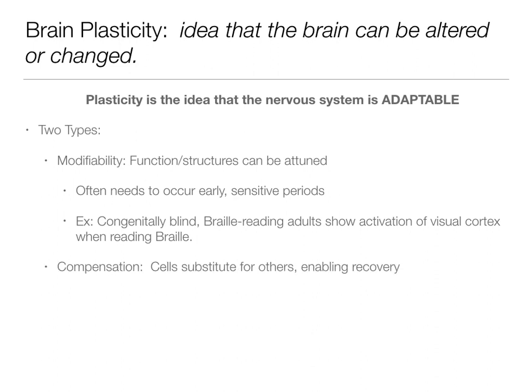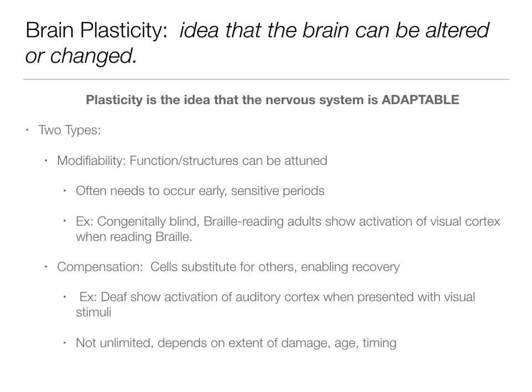The other kind that we're going to talk about is compensation. And this is when cells substitute for each other and enable recovery. So this would be something like after a stroke or a traumatic brain injury. An example of this is that we see the deaf will show activation of the auditory cortex when presented with visual stimulation. So we're going to see a switch there. But this is really not unlimited. It really depends on the extent of the damage and the age the person is when they're damaged. The younger they are, the more compensation abilities we're going to have. We're going to see a lot more brain plasticity in younger individuals than in older individuals. And it also will depend on the timing of the need for plasticity as well.